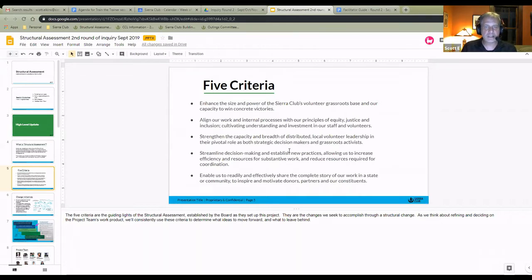And then the fifth criteria is enable us to readily and effectively share the complete story of our work in a state or community to inspire and motivate donors, partners, and our constituents. I read through each of those 5 criteria because in each step of the work, we're trying to keep a really close eye on those. As you're collecting feedback from your team, it's helpful for them to be grounded in these criteria as the sort of thing that we're aiming to accomplish.